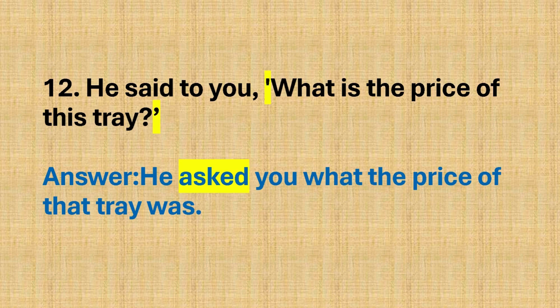He said to you, "What's the price of this tray?" Answer: He asked you what the price of that tray was. In this statement, the verb choice asked is used since it is a question. Word order change: in reported speech, the sentence follows the structure of a statement. Was comes after tray instead of before it. Demonstrative change: this changes to that in reported speech. And about the tense shift, the present is changes to the past was since the reporting verb is in the past. Question mark removal: indirect questions do not retain the question mark.